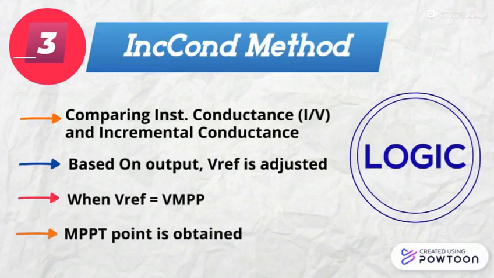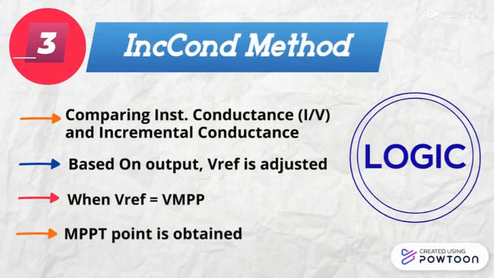The InCond algorithm starts a cycle by obtaining the value of voltage and current at time t. The maximum power point is tracked by comparing instantaneous conductance to the incremental conductance. Based on the output of the comparison, V reference is adjusted. Once V reference is equal to V MPP, the maximum power point is reached. At this point, the algorithm will stop operating and store the value unless any environmental changes are detected.